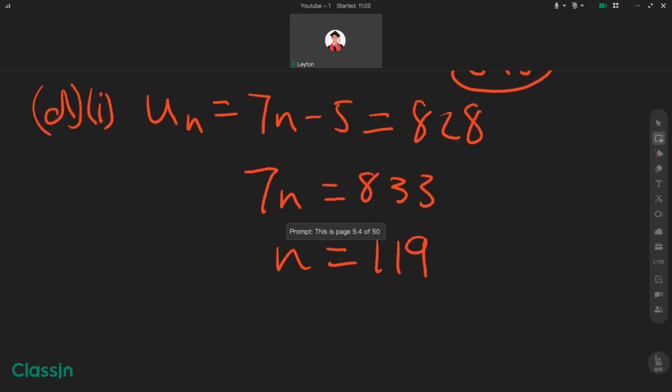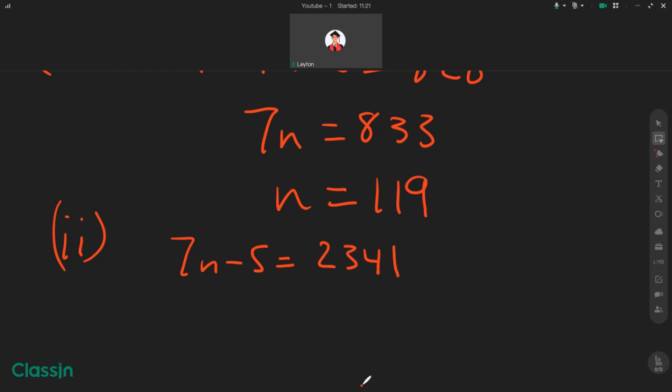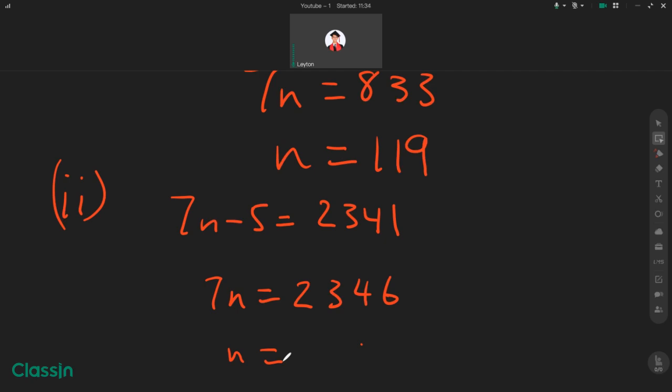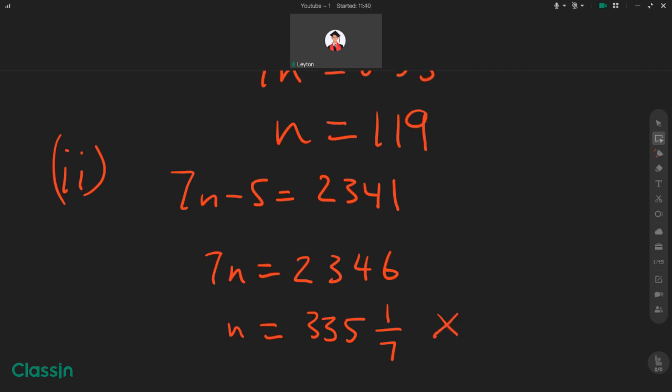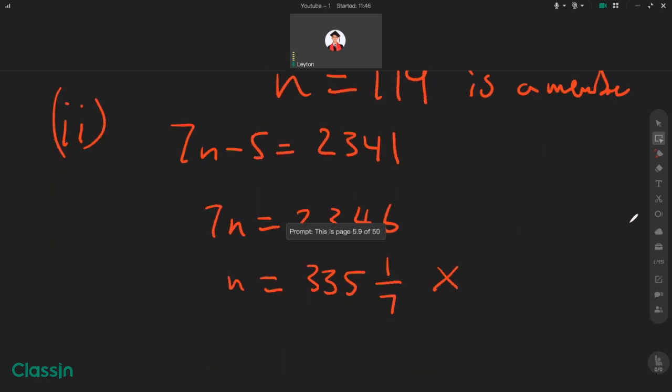2341. So let's look at that. u of n is equal to 2341. So 7n minus 5 is equal to 2341. So 7n is equal to 2346. And you'll find that when divided through, n is equal to 335 and 1/7. So this is not a member. So the first is a member and the second is not a member.